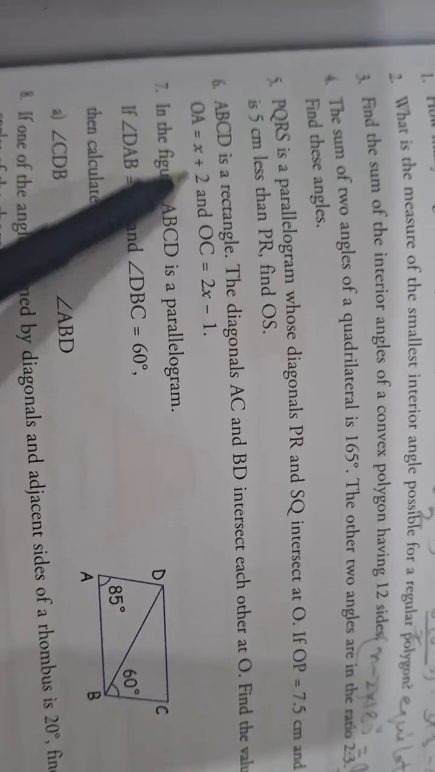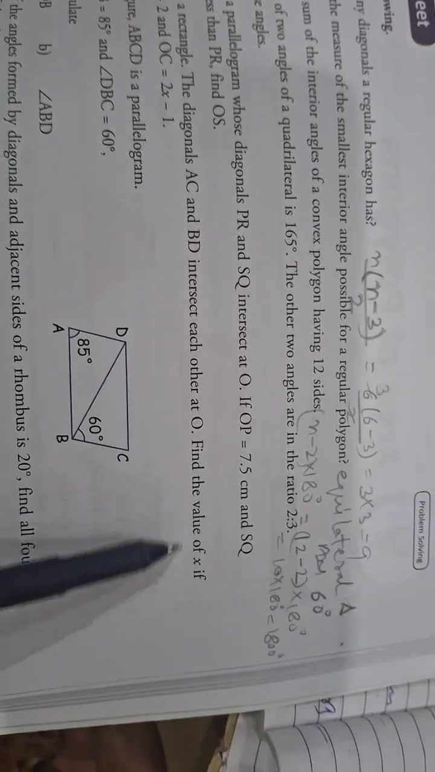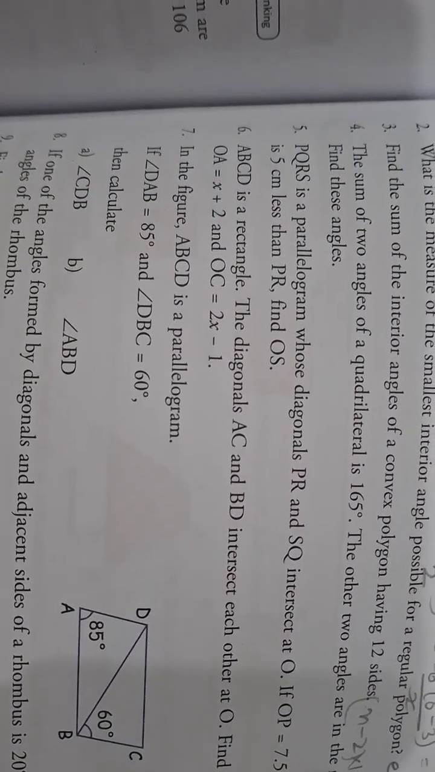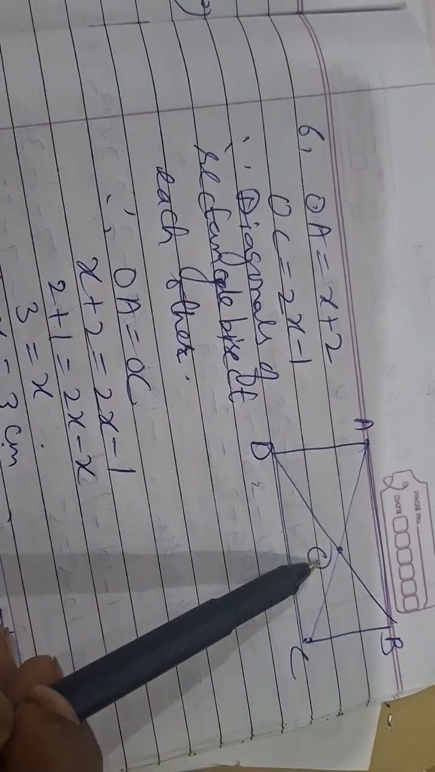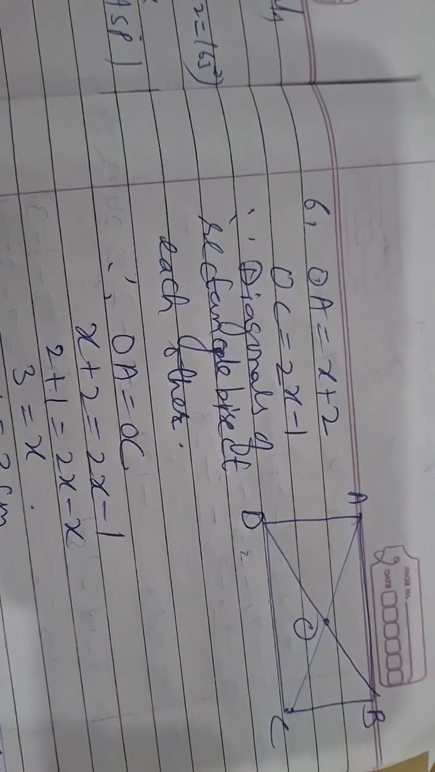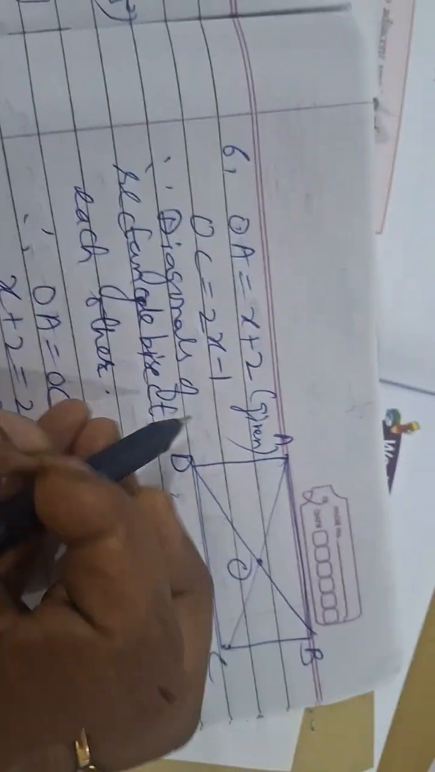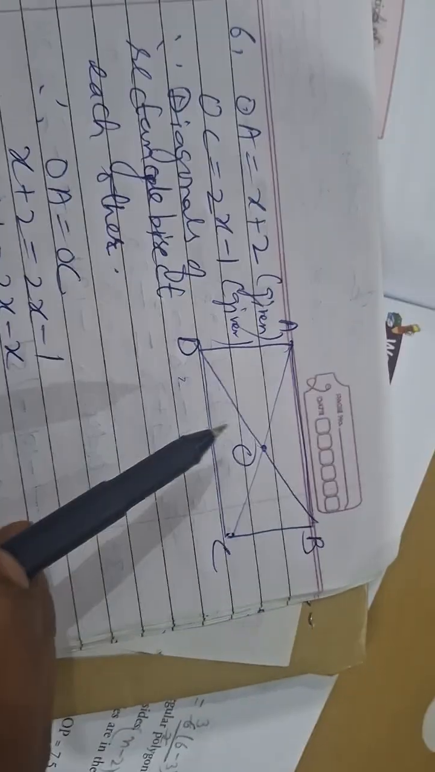Now next, ABCD is a rectangle. The diagonals AC and BD intersect each other at O. Find the value of x if OA is equal to this and OC is equal to this. This is the rectangle ABCD. These two diagonals intersect at O. Now, OA is equal to x plus 2, it is given. And OC is equal to 2x minus 1, again it is given.